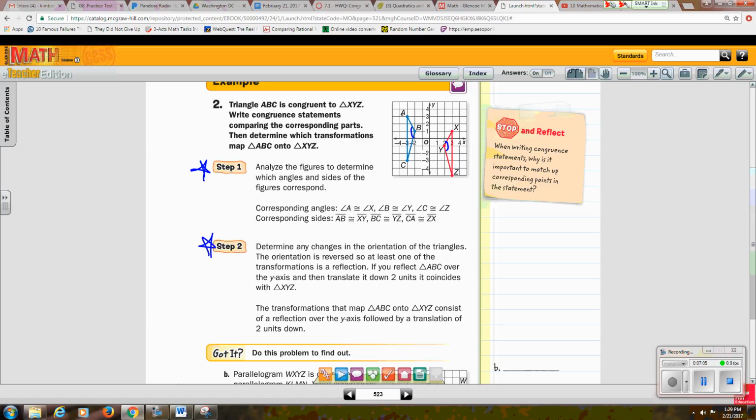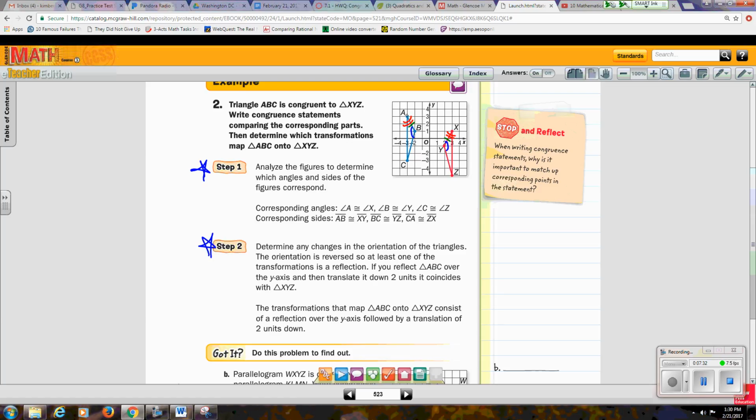Okay, I can also tell that angle A and angle X are corresponding. And I can tell that C and Z, and it shows you here, angle A and X, congruent. Angle B and Y, congruent. Angle C and Z, congruent. Then it also tells us about the sides. Side AB, it's the shortest side, so it definitely corresponds with XY. So let's mark that with one little hash mark.